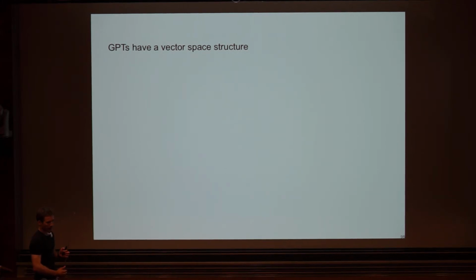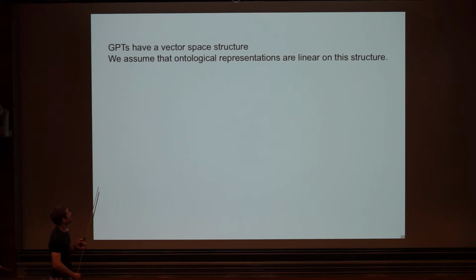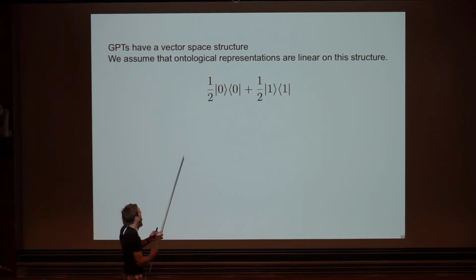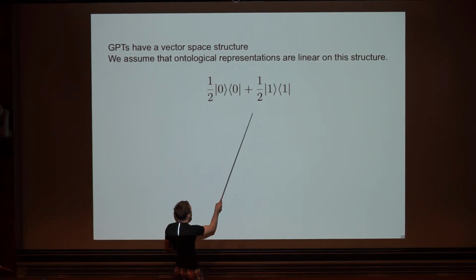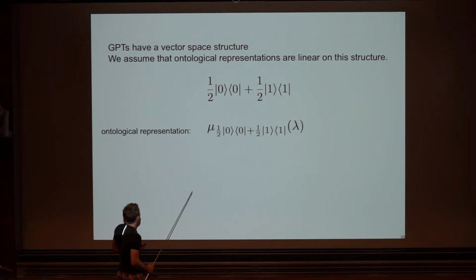And it's a good assumption, but I want to just be explicit so that it's clear that we're using this assumption. So GPTs live in vector spaces, and that means you can multiply GPT states by real values. You can add them together, and we assume that the ontological representation is a linear map on this vector space structure. So in particular, quantum states, as an example, you can mix them together like this.